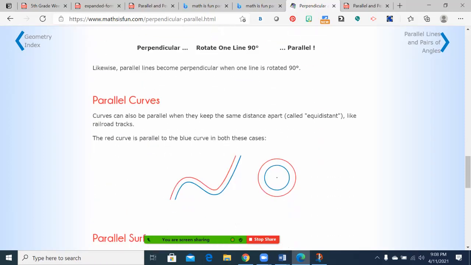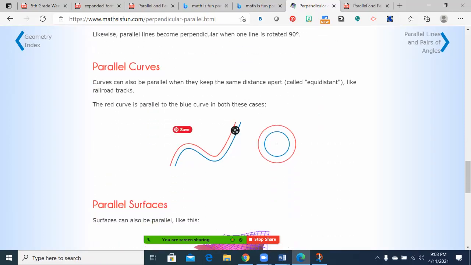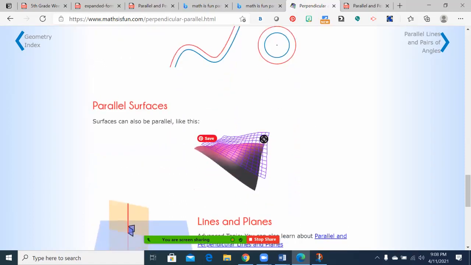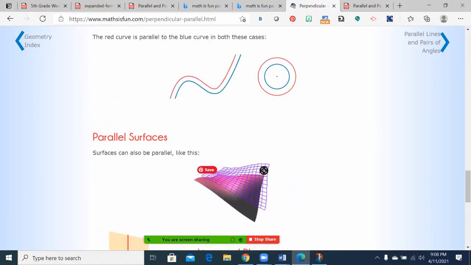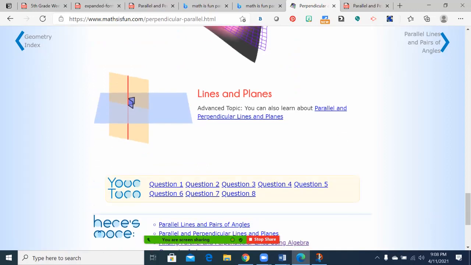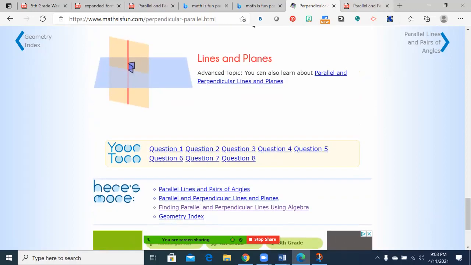Parallel lines could also be curves. And you can see some higher tech stuff that we'll have to worry about.